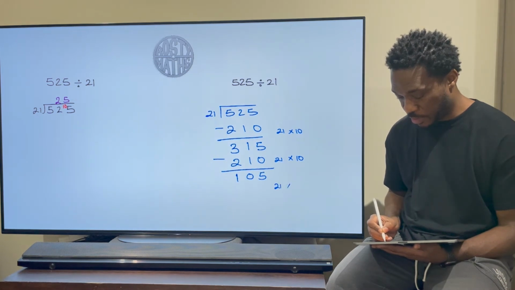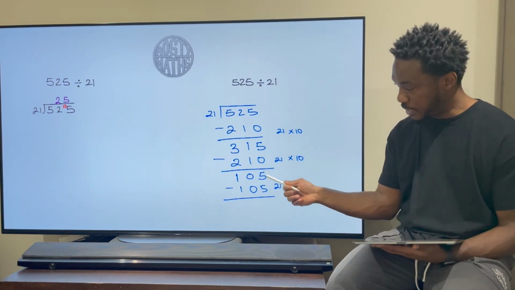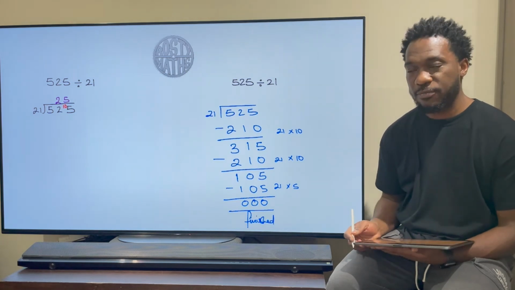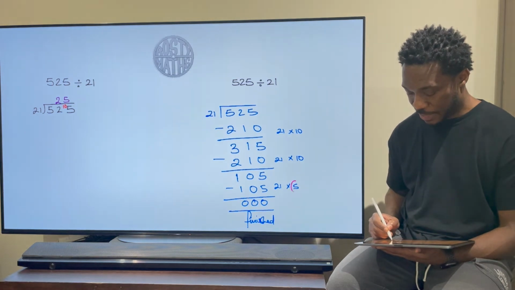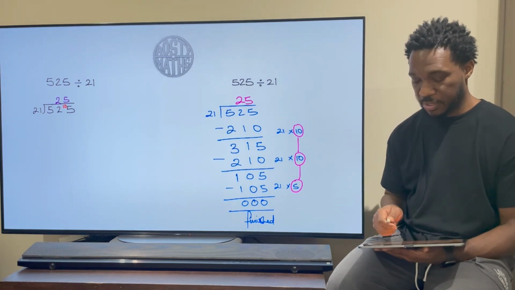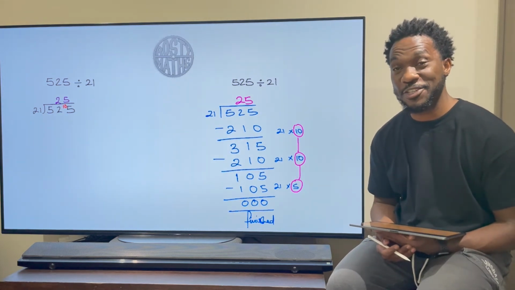So 21 times 5 on this one is going to be 105. I then take away: 5 take away 5 is 0, 0, and then 0. This is now finished. And if you want to know where your answer is, well, it's here. Add this with that, and you're going to get 25, which is the same answer that we had over here. And this is finished, just like that.